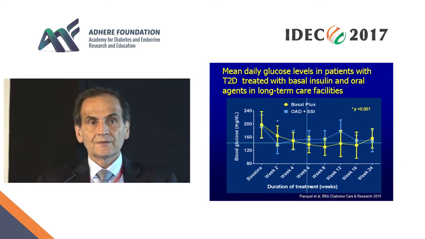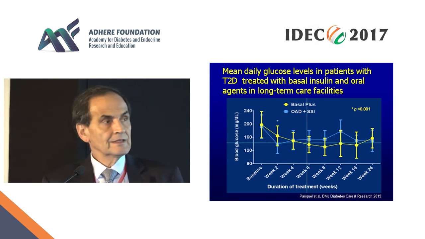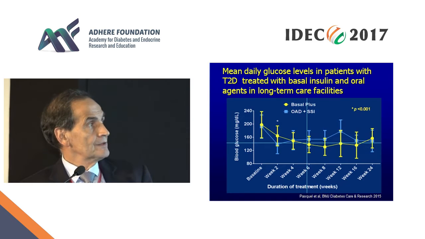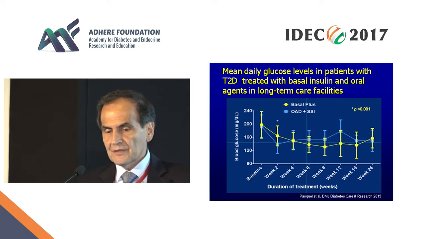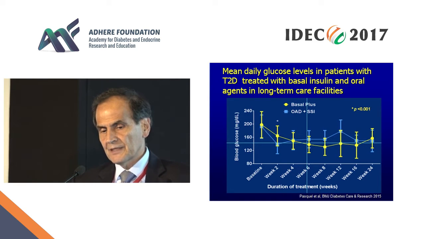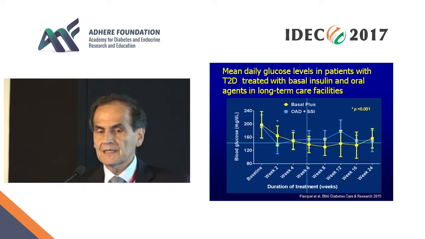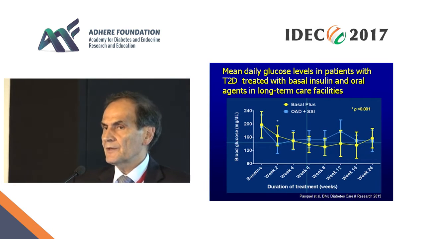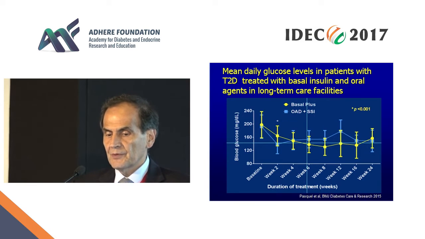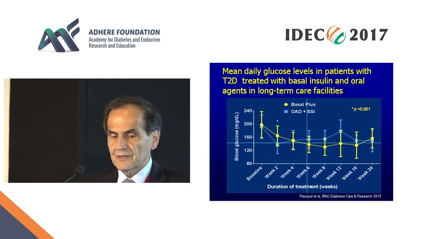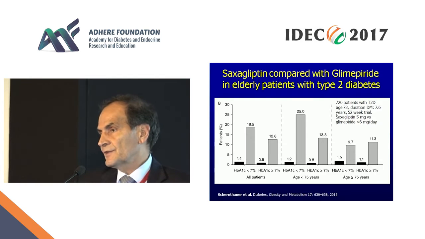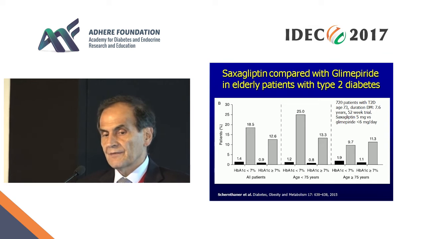Durability of this is important, especially in any population. And you have here the durability of hemoglobin A1C with a reduction of about 0.5-0.6% in elderly patients long term. Here you have comparing saxagliptin and glimepiride, and this shows the rate of hypoglycemia for each individual at different ages, less or more than 75. And again, sulfonylureas have similar effects on hemoglobin A1C but significantly increase risk of hypoglycemia.